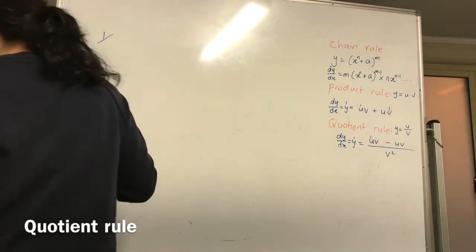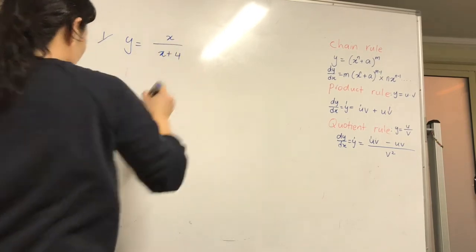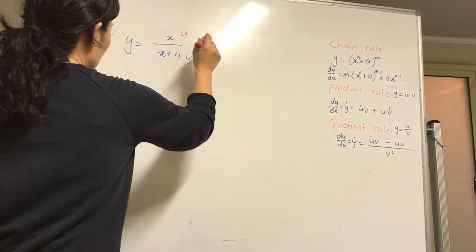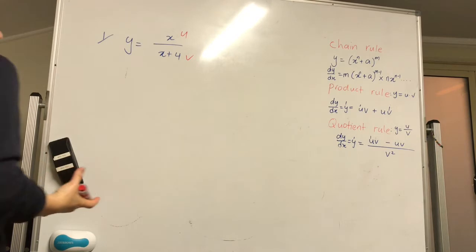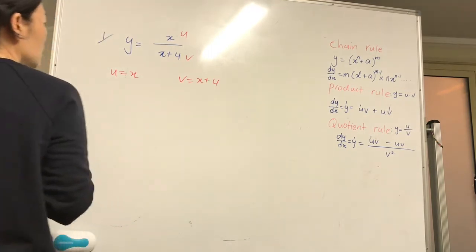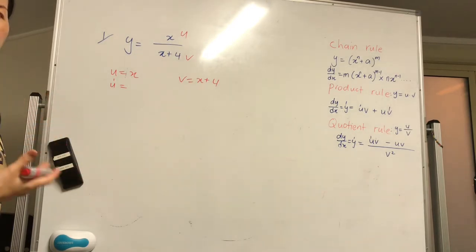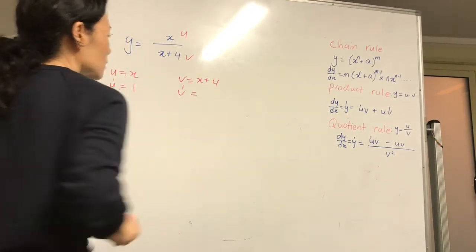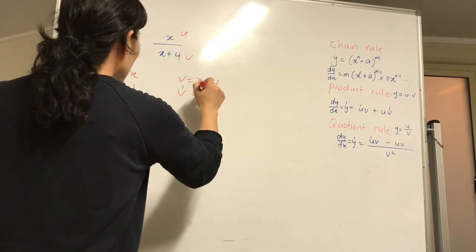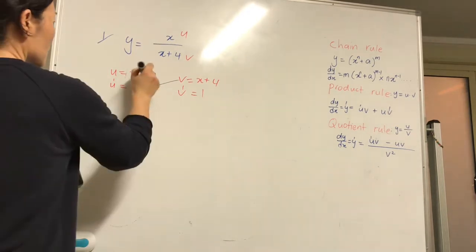Okay, quotient rule. Let's start with basic. The first step will be deciding what is u, what is v. U normally is the top, the numerator. V is the denominator. So u equals x, v equals x plus 4. What is u dash? Yes, 1. What's v dash? Say it. 1.